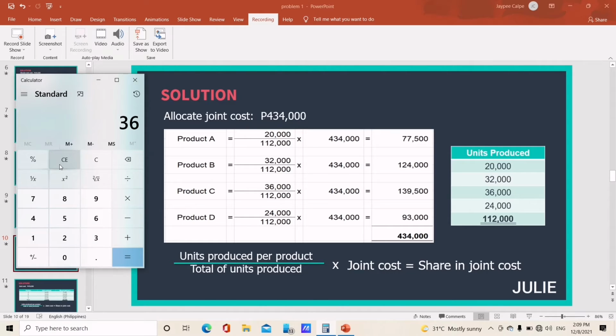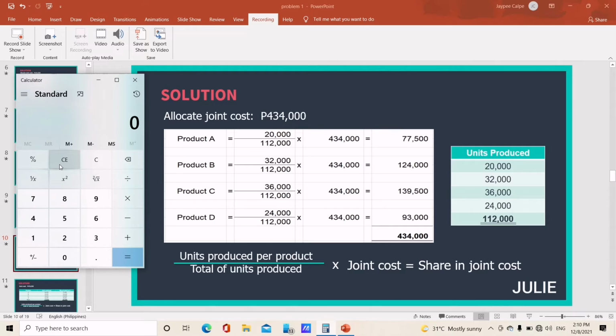For product C, 36,000 divided by 112,000. The ratio multiplied by 434,000. We have 139,500 as the share in joint cost. For product D, 24,000 as units produced, and divide it by the total of units produced, which is 112,000. We have the ratio, multiply it by 434,000. We have 93,000 as the share in joint cost for product D.